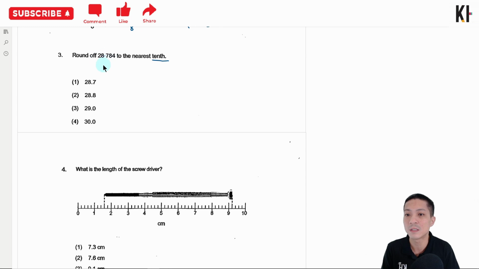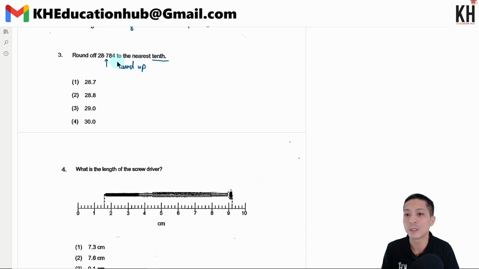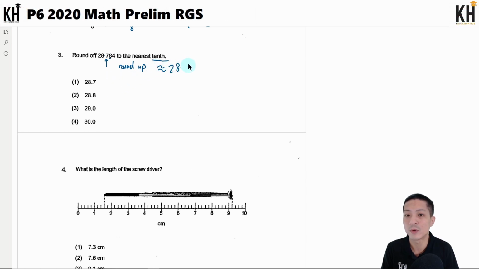The nearest 10th is this position. So we're going to look behind. Behind is 8, which tells us that we need to round up. We need to round up because of the 8. So it's going to become 28.8. The answer will be number 2.